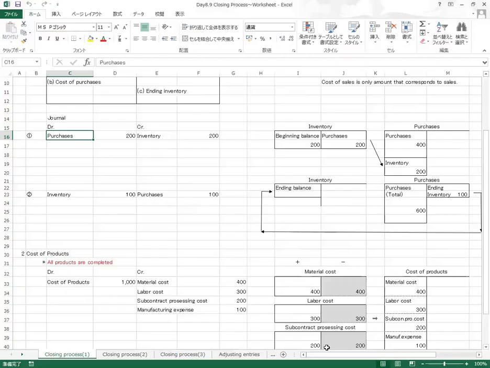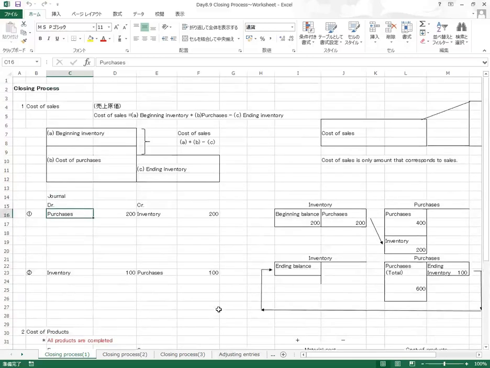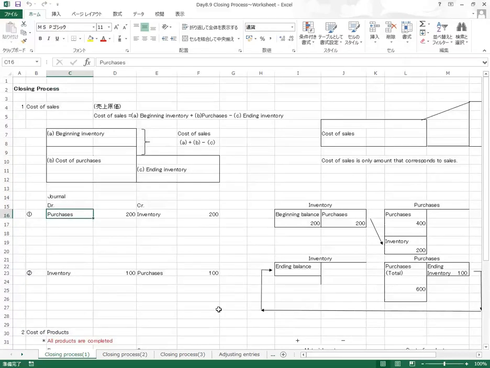Here is the first, the beginning of the term. You calculate purchase to inventory, and then at the end of the term your inventory to the purchase, because we want to calculate only the cost of sales that we're using for this term.